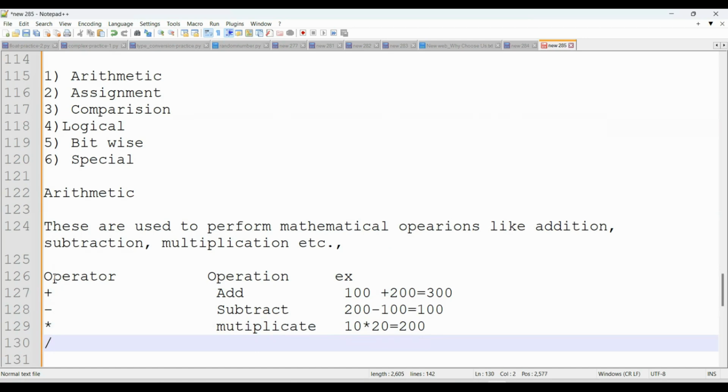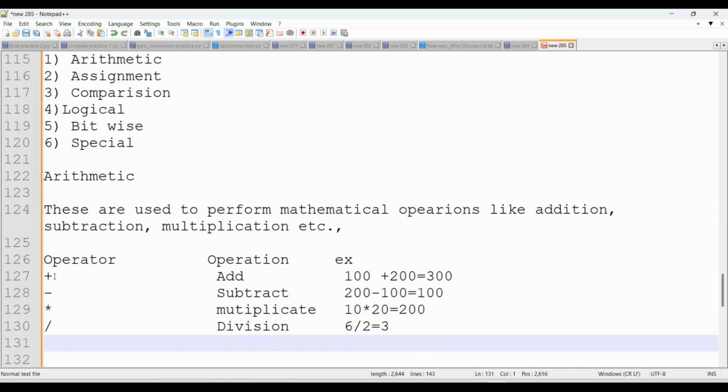Then division, forward slash. For example, 6 / 2 equals 3. And then floor division, double forward slash. For example, 8 // 3 is equal to 2. How? 3 times 2 is 6, and 8 minus 6 leaves the remainder. Whichever quotient we get, that will be taken here.